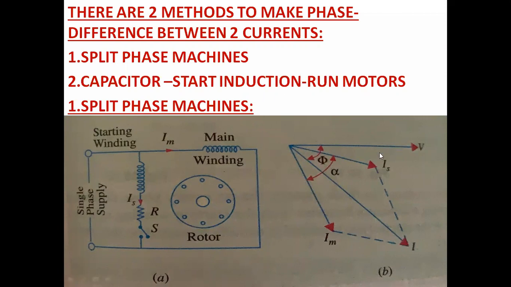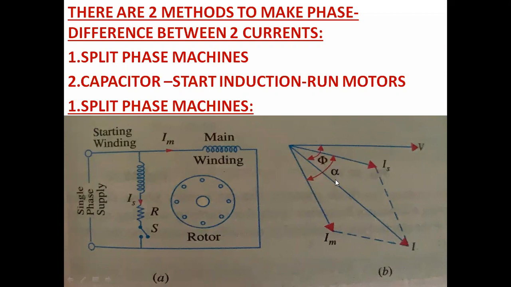Okay, so see here, if you see in the figure, we know that there is a phase difference. We are getting the point that there is a difference. See, alpha is the phase difference between IS and IM. So this is what we are expecting, IS and IM. Okay, so between IS and IM there is an alpha.